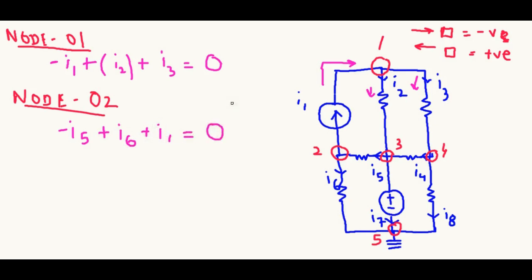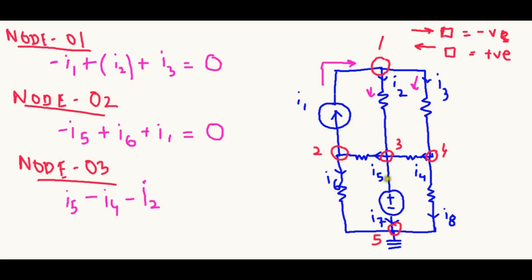That's all. Now, similarly, node 3. Node 3 is here, and there are 4 branches associated with node 3. So basically we have I5 as the one leaving. So I'm going to write I5, and then we have I4 entering, so that is going to be negative. And then I have I2 entering, that is going to be negative again.